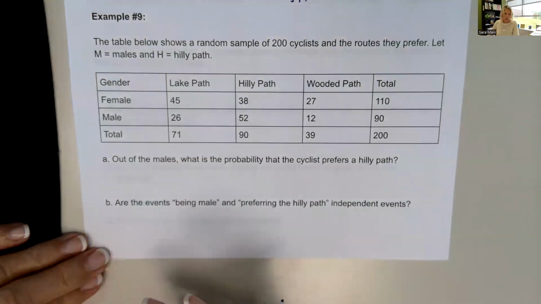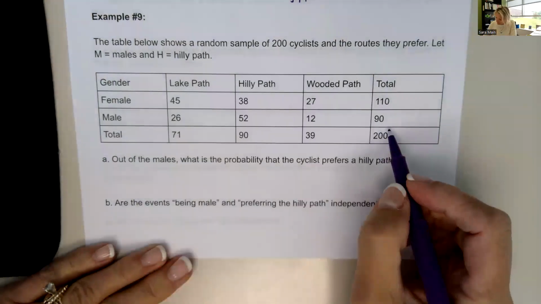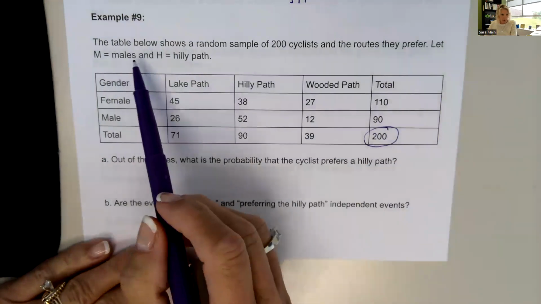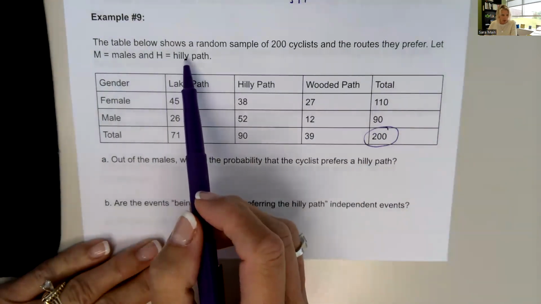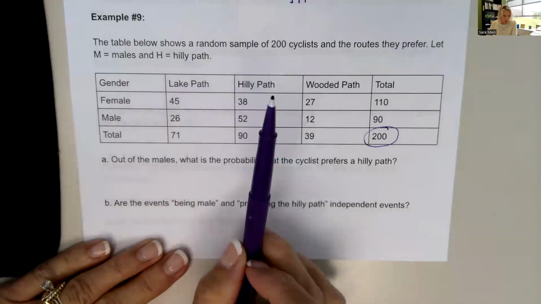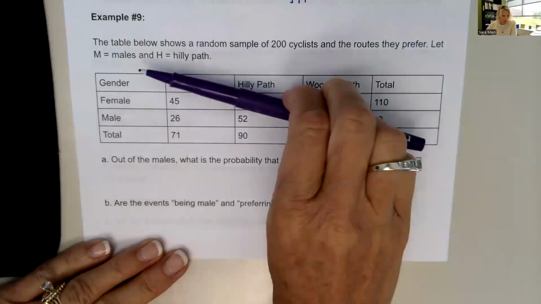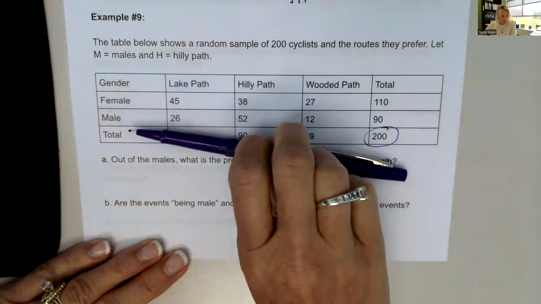The table below shows a random sample of 200 cyclists, and that's shown here, 200, and the routes they prefer. Let M be the males and H be the hilly path. So they took either a lake path, a hilly path, or a wooded path. And then we have just two genders, female and male.